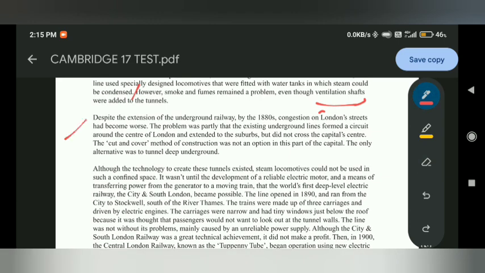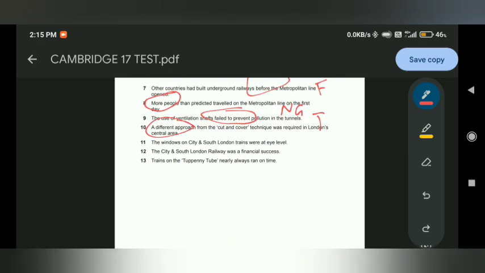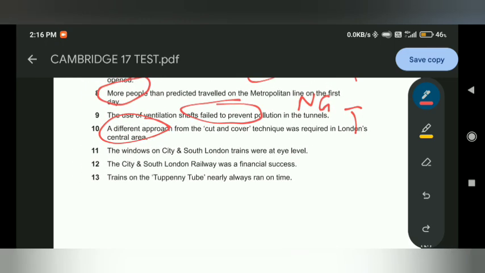So here it is mentioned the cut and cover method of construction was not an option in this part of the capital. The only alternative was to tunnel deep underground. So this is also true because they have told that the cut and cover method was not an option, and in the question as well they have mentioned a different approach from the cut and cover technique was required in London's central area. So the information and the central idea is the same, so the answer is true.